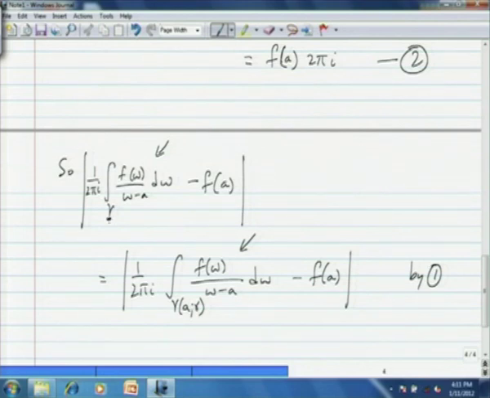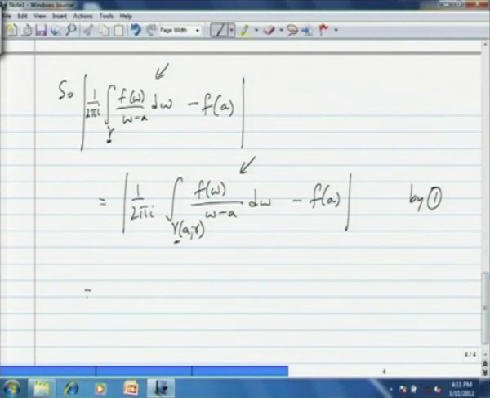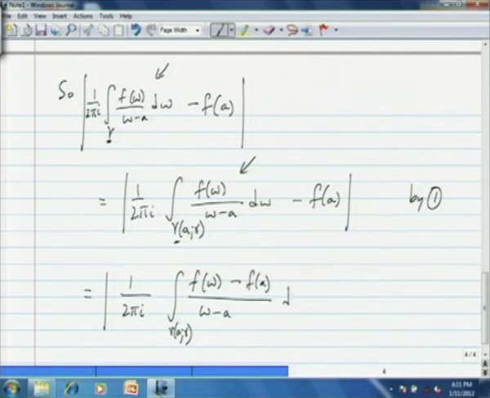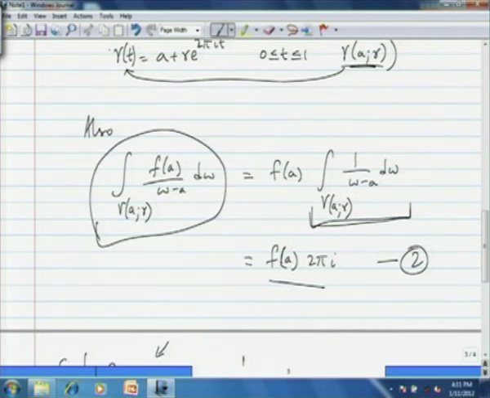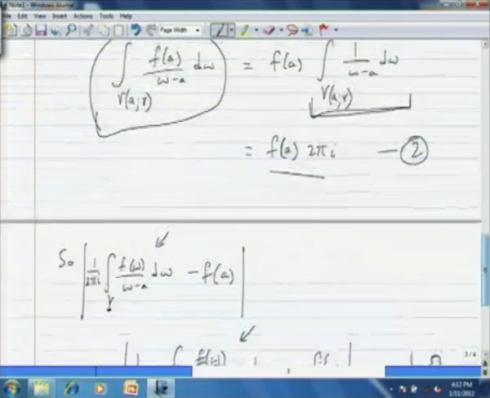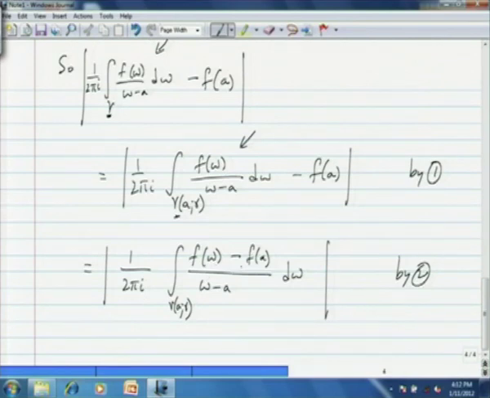So, notice that I have changed this contour integral on gamma to a contour integral on gamma a r. So, that gives us the modulus of 1 by 2 pi I times the integration of f of w by w minus a over gamma a r, minus f of a, dw. What I am doing is using equation 2, the fact that f of a is 1 by 2 pi I times the left hand side here, to bring the integrands together. So, I get 1 by 2 pi I times f of w minus f of a by w minus a, like that.